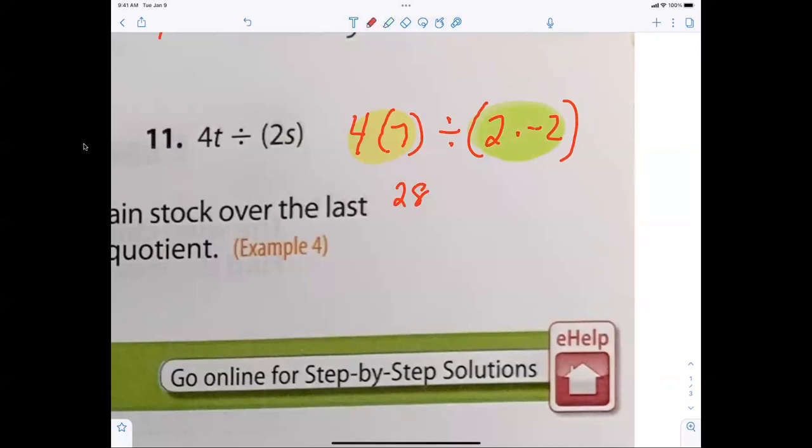All right. So now it's divided by, which is what? Negative what again? Yes. Yes. There you have it.